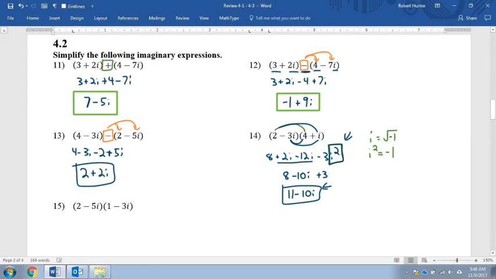Alright, try number 15. Okay, start working. 2 times 1 is 2. 2 times negative 3 is negative 6, so negative 6i. Negative 5 times 1 is negative 5, so negative 5i. Negative 5 times negative 3 is positive 15i squared. Alright, so I'm going to start combining terms. That's 2, negative 6 and negative 5 make negative 11. And that's a 15 times negative 1, so it's negative 15. Combine it with the 2, that's negative 13 minus 11i. And you're all done.